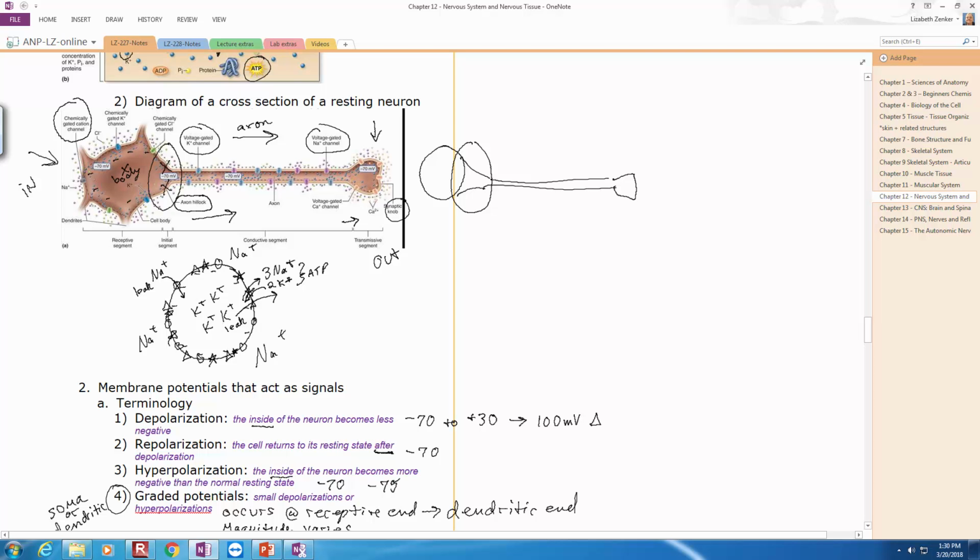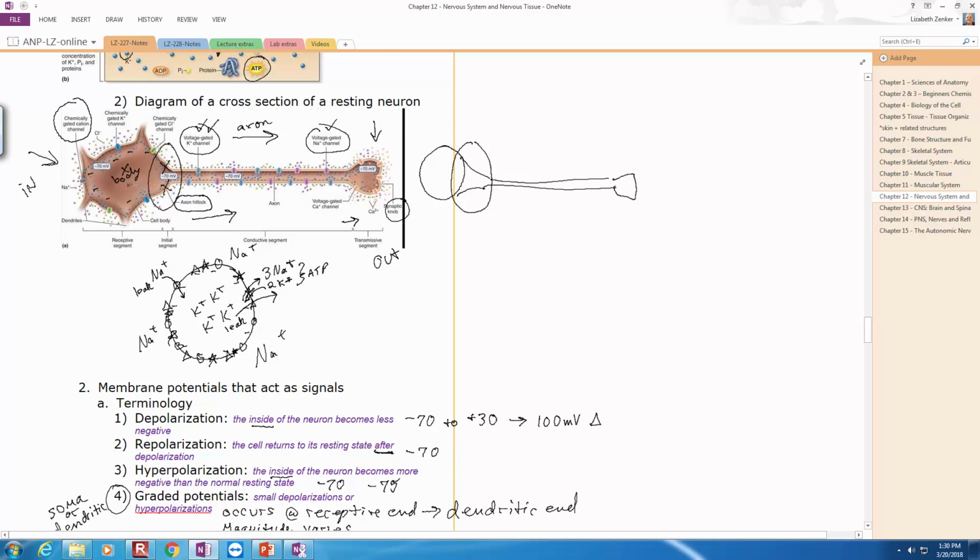If it doesn't have enough to reach threshold, nothing's going to happen down the axon, no firing. If you hit that threshold, you will get a firing, and then the domino effect occurs, and that's where these voltage gated channels come into effect. So remember, it's a voltage change that affects the axon. If we get an action potential, if we hit that threshold at the axon hillock, it will cause these voltage gated channels to open.